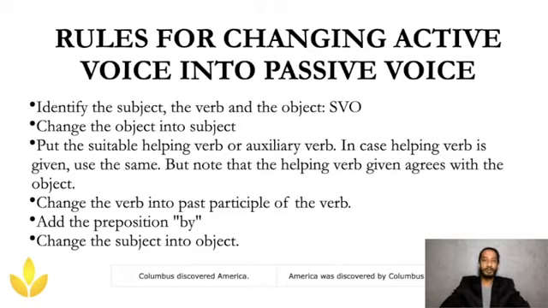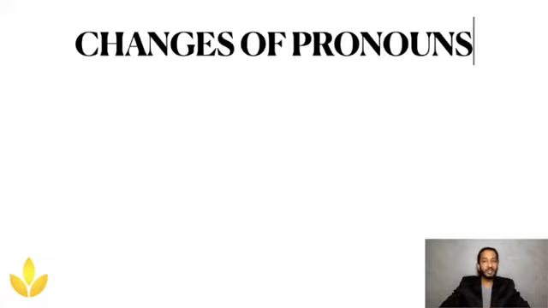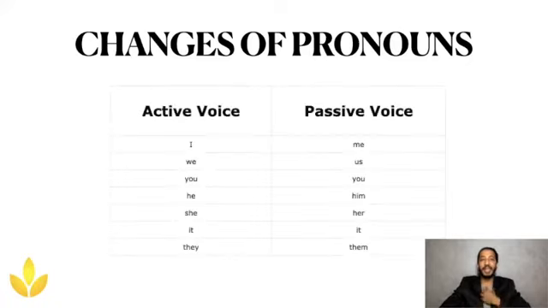Changes of pronouns. We all got to see here that in certain sections the pronouns had been changed. So let us see how it works. In active voice, whatever is in the first, second and third person: I, we, you, he, she, it, they. These get converted in the passive voice to me, us, you, him, her, it, them respectively.